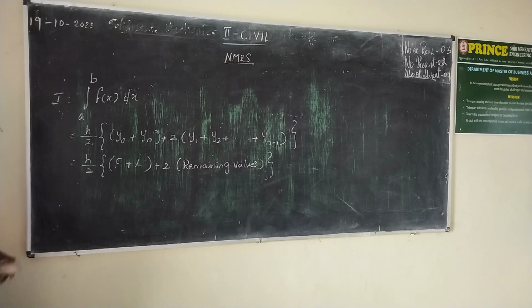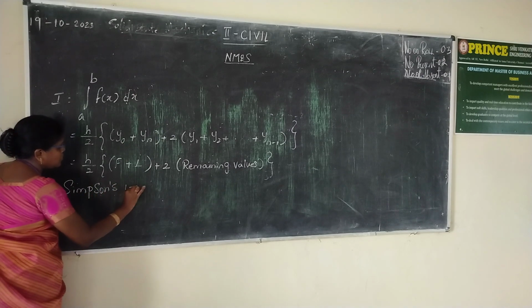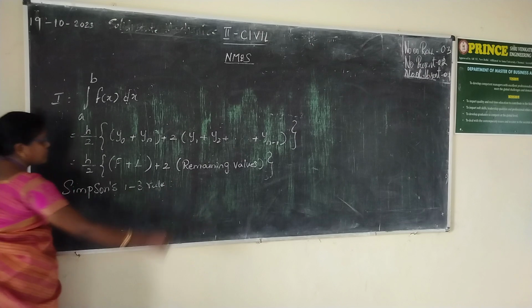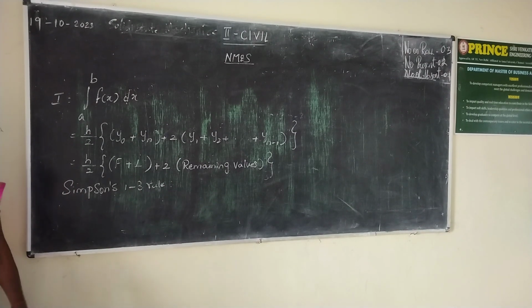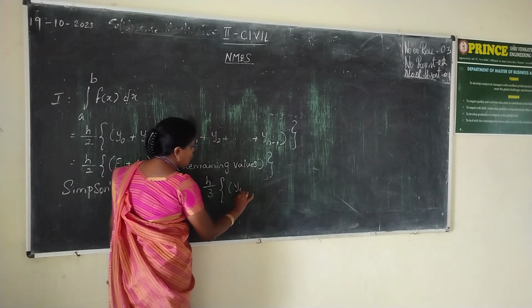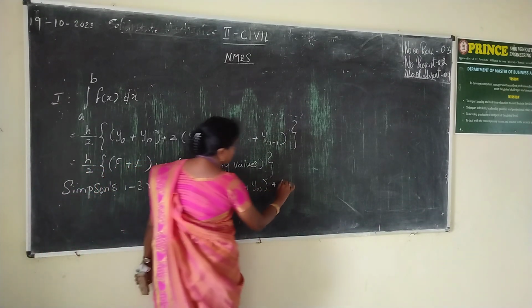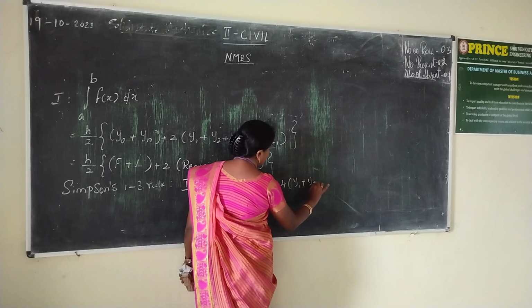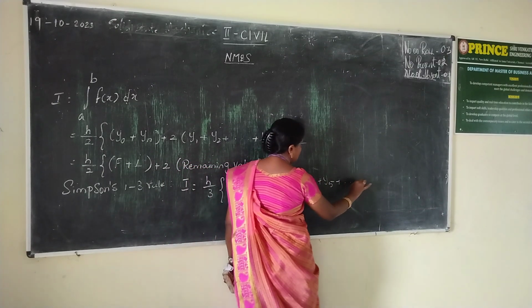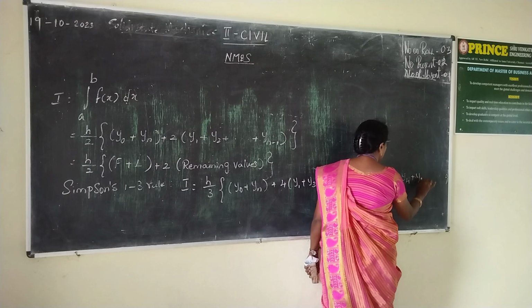Next one, Simpson's 1/3 rule. I is equal to h by 3 into y0 plus yn plus 4 into y1 plus y3 plus y5 plus etc. plus 2 into y2 plus y4 plus y6 etc.